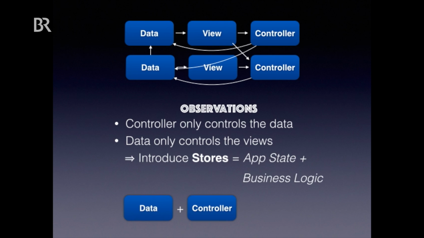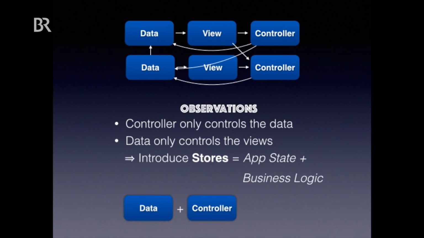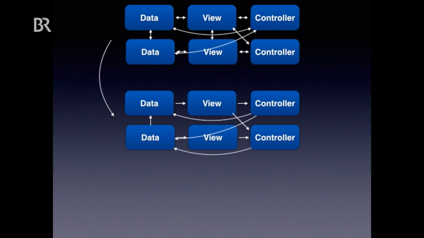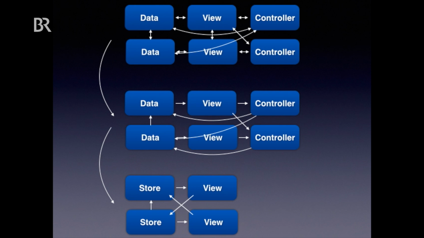And that's basically what stores are about. Instead of having the data and the controller separate, the idea is that we now have a new concept called store that has the state, so the data that is in your app, and also the business logic, which does the changes on the data, all bound together. So we take the data and the controller bit and fuse them together as stores. On this overview slide, we now have the next iteration and arrive at this model.